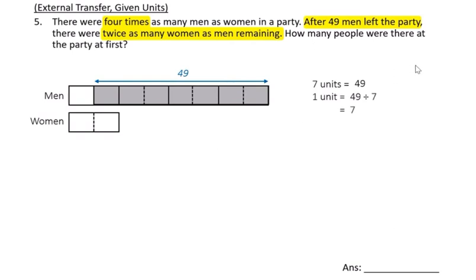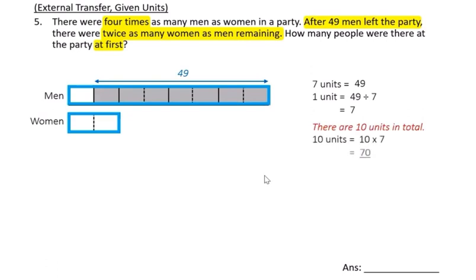Question asking me how many people were at the party at first. People means everybody. So that means that the total. So I'm going to count how many units do I have now. It will be 1, 2, 3, 4. How many units altogether? So not now. So 1, 2, 3, 4, 5, 6, 7, 8, 9, 10. So that means there will be 10 units in total. So it will be 10 times 7. Your answer is 70 people.